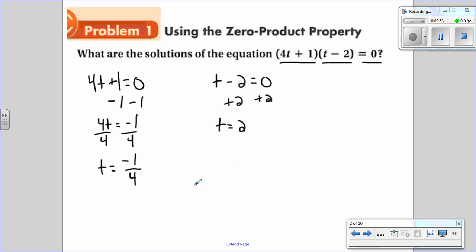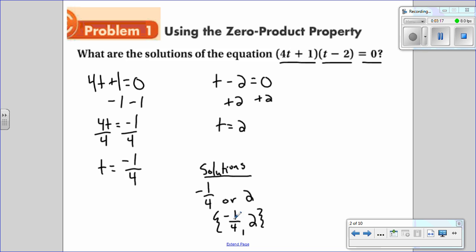And so our solutions are -1/4 or 2. Now you can also write them using these curly brackets. It's called putting them in a set. Those are the solutions.